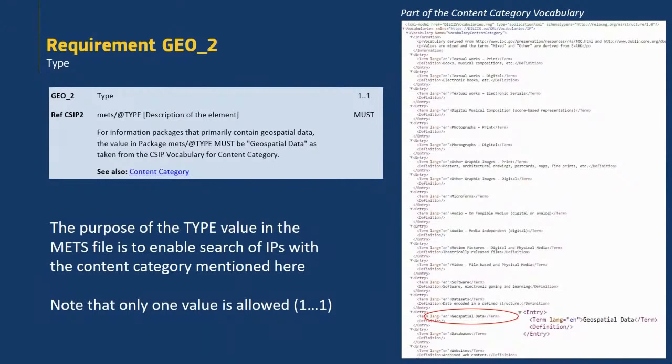And note that the cardinality is one-to-one, so you can only put in one value. So even though your information package might also have some database data in the data folder, you cannot write it here if it's primarily geospatial data. Next slide, please.